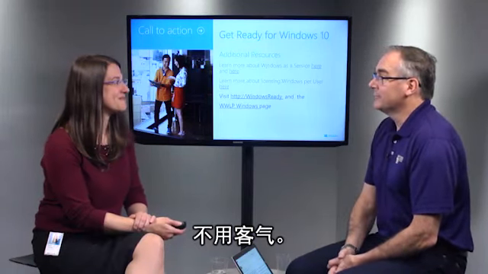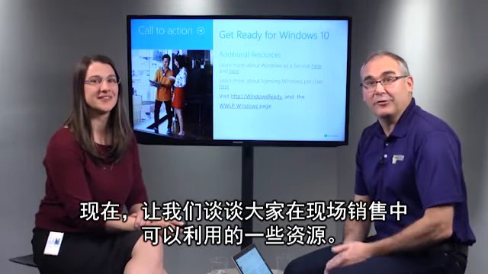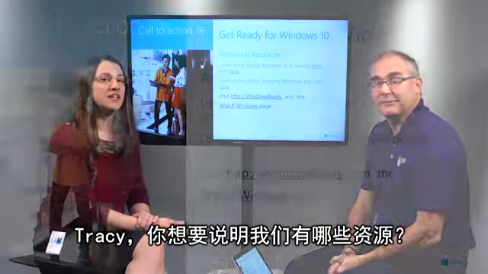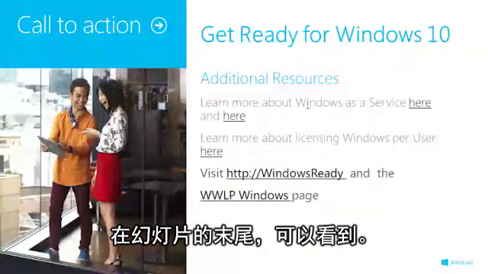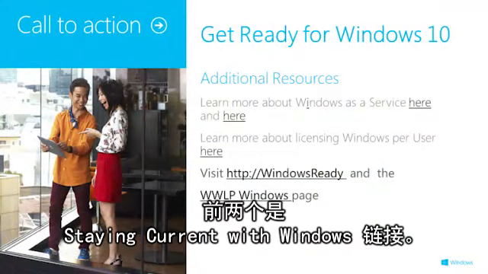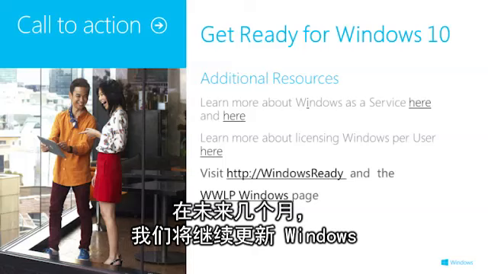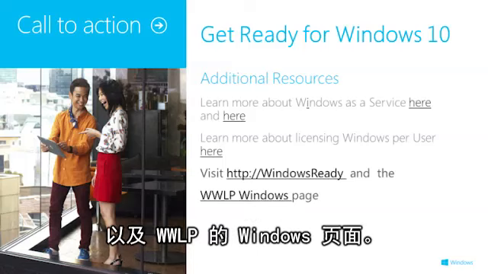Yeah, you're very welcome. Now let's talk a little bit about some resources that are available for you in the field. Tracy, you want to kind of explain what we have? Yeah, these are hyperlinks at the end of the deck that's available. The first two are about staying current with Windows. We also have a link to licensing Windows per user. And we will be continuing to update Windows Ready as well as the WWLP Windows page over the next few months.